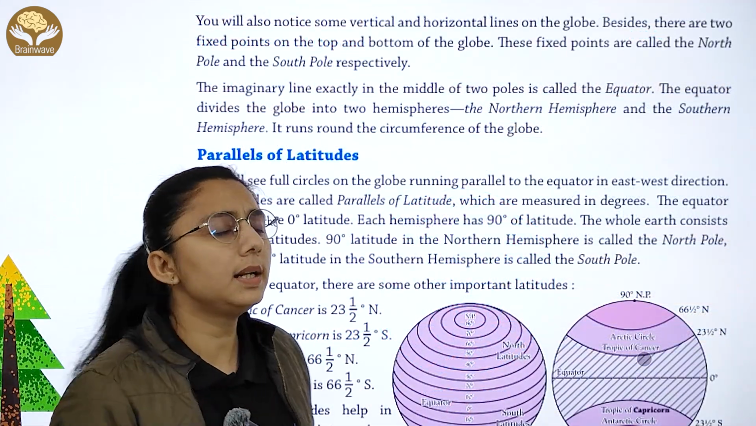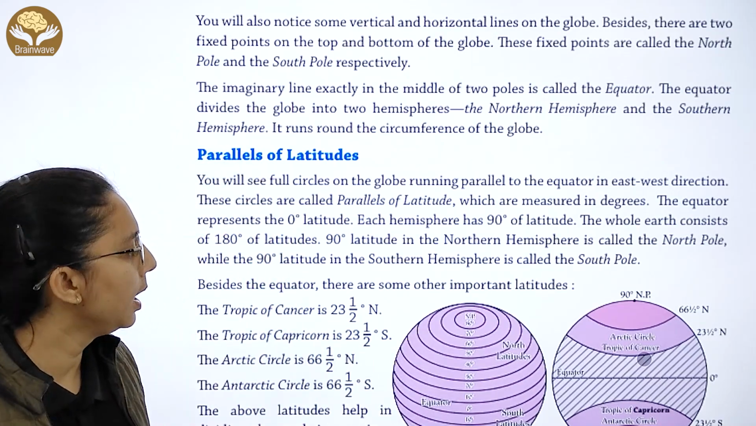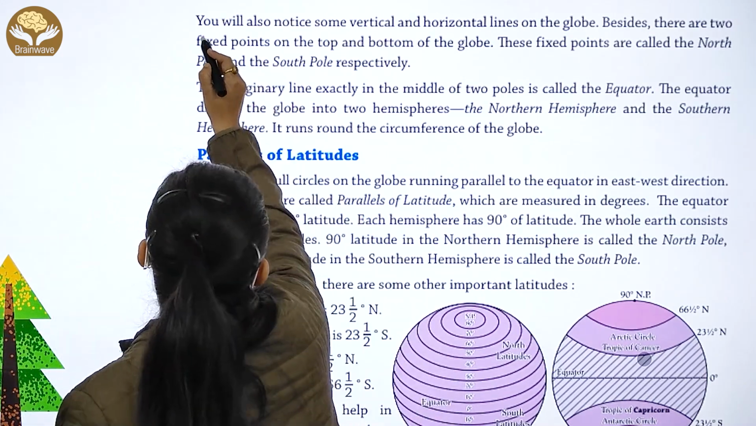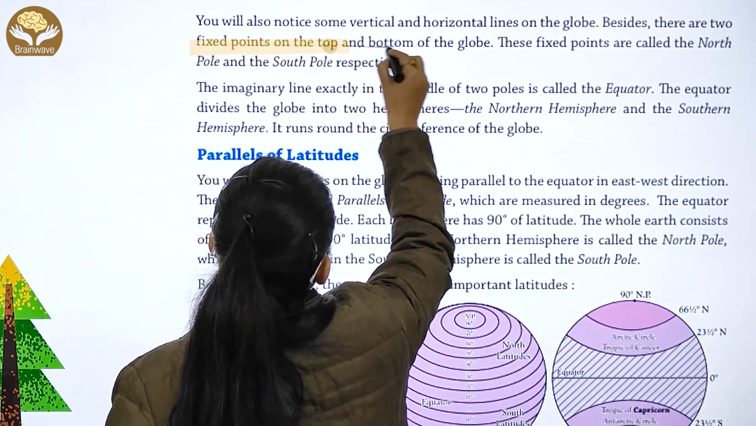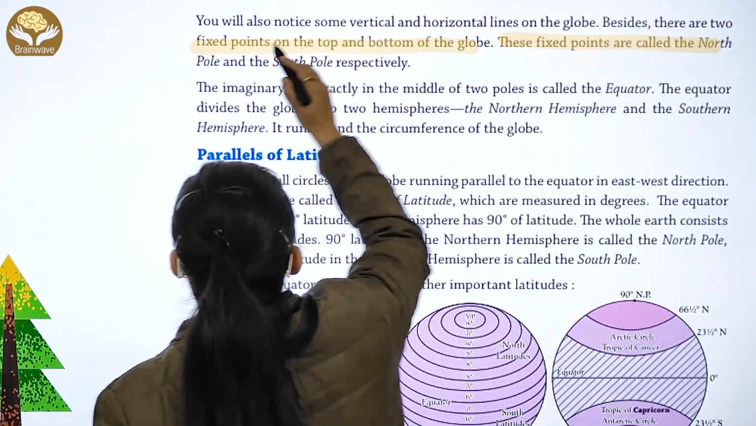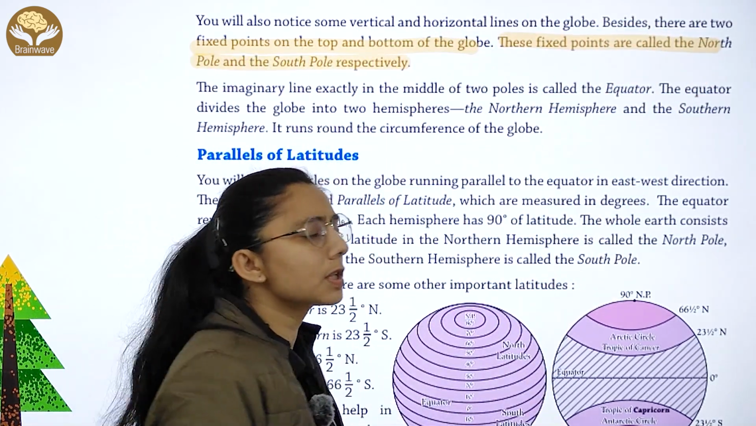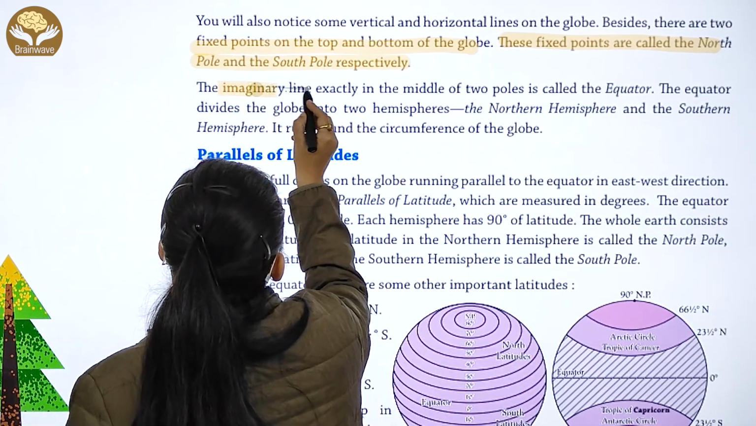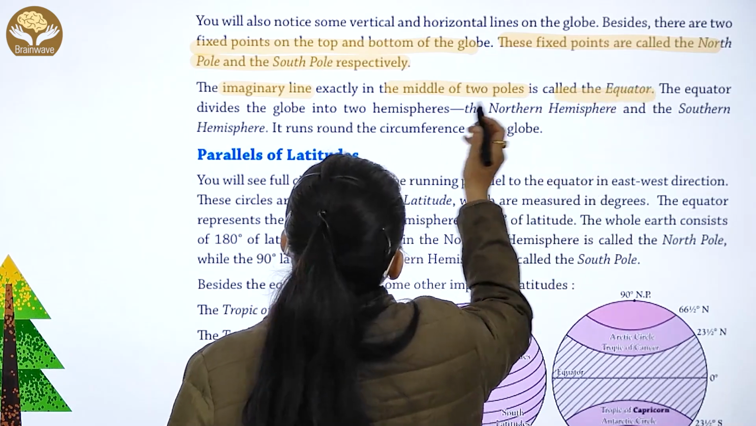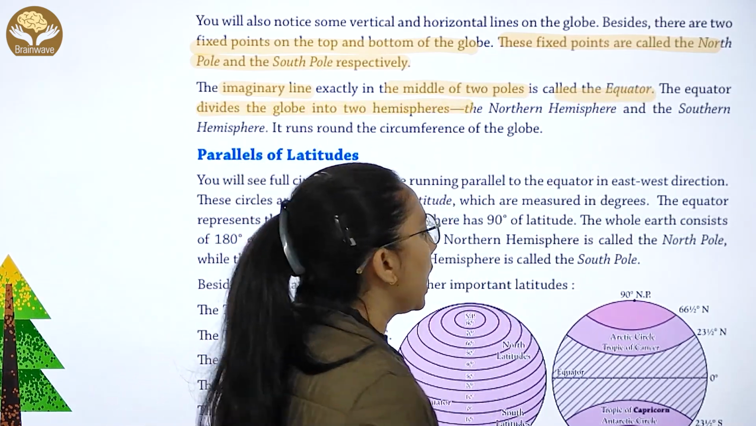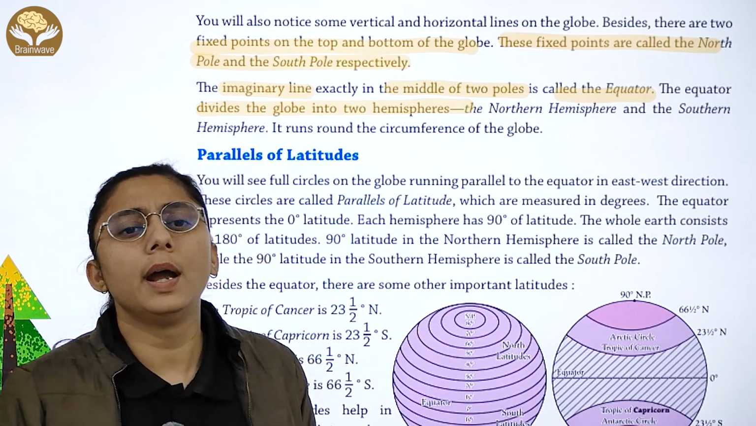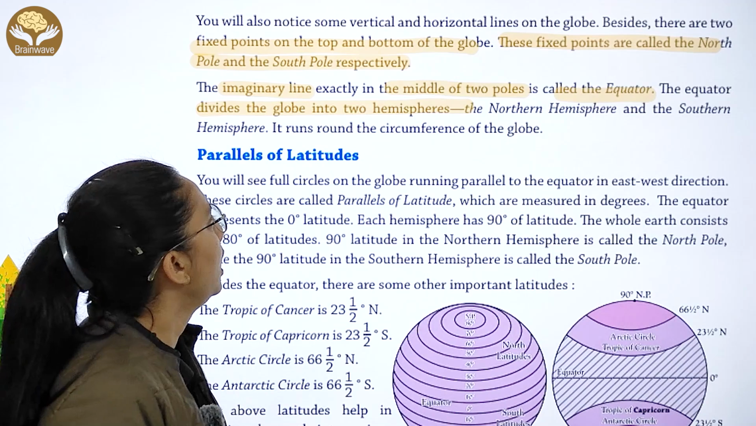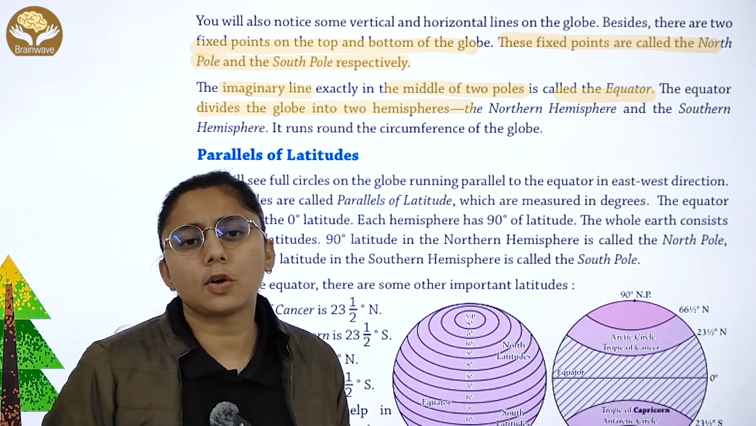You will notice some vertical and horizontal lines on the globe. Besides, there are 2 fixed points on the top and the bottom. What are these fixed points called? They are called North Pole and South Pole. Now the imaginary line exactly in the middle of the 2 poles is called equator, and the equator divides the globe into 2 hemispheres. What does the equator do? It divides the earth into 2 equal parts, northern hemisphere and southern hemisphere. It runs around the circumference of the globe.